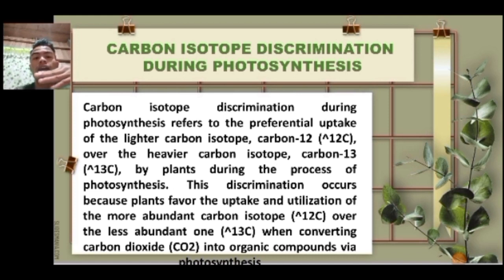Carbon 13 molecules, being slightly heavier, diffuse more slowly across the boundary layer and throughout stomatal pores into the leaf interior. Then, Rubisco, the primary enzyme of carbon fixation in C3 plants, has a preference for fixing carbon 12 over carbon 13.